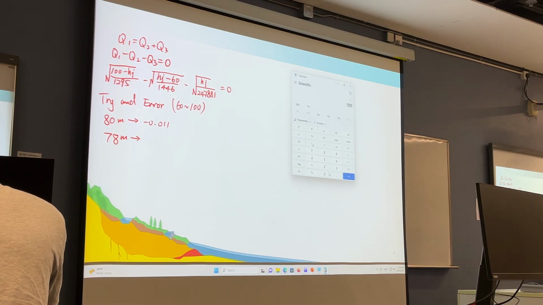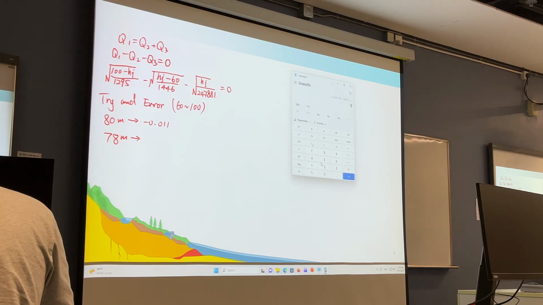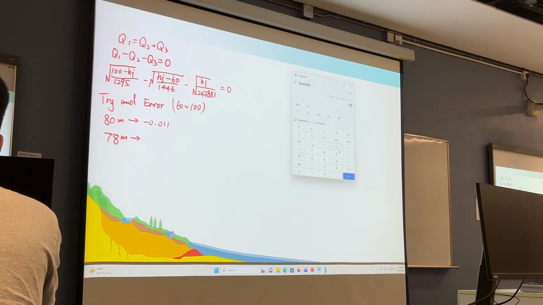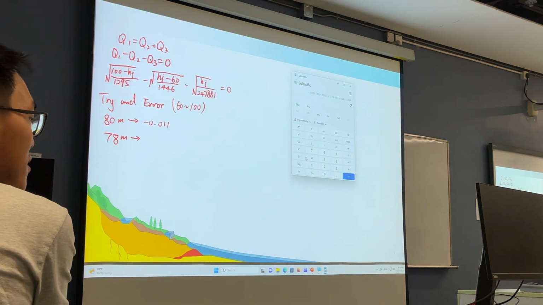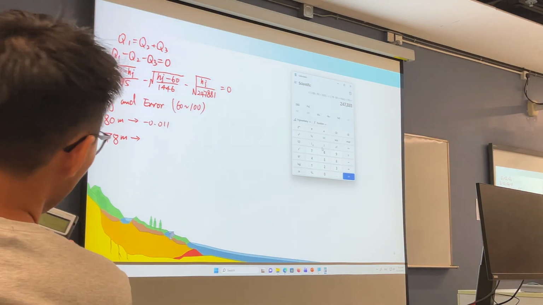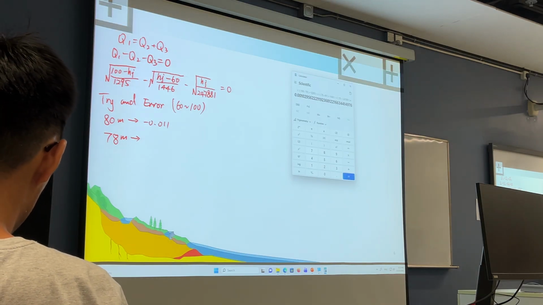Now it's 100 subtract 78 divided by 1295, close bracket, square root, and subtract 78 subtract the 60 divided by 1446, close bracket, square root, and subtract the bracket, 78 divided by 247,881, bracket, and close. It's around positive 0.010.